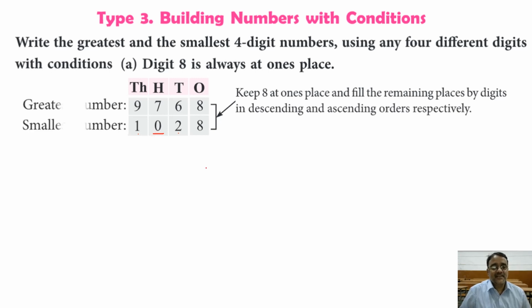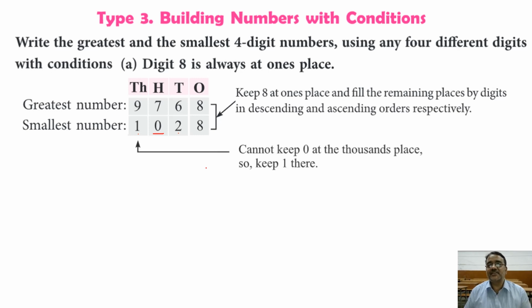So we'll get greatest number as 9768 and smallest number 1028. Right? We cannot keep 0 at the 1000 place. Why? Because it will become a 3-digit number then. Okay. So now we'll see one more example.